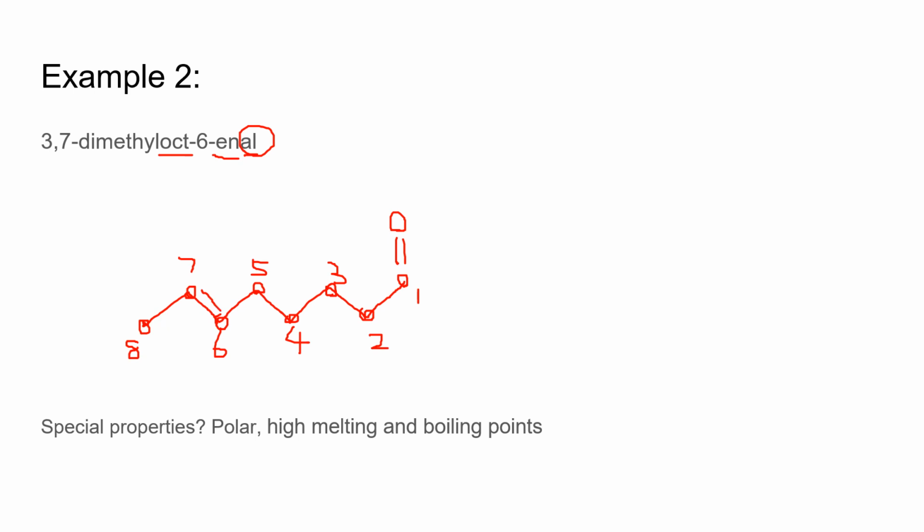And then, having finished our main chain, we can take a look at our side chain here. It says 3,7-dimethyl. So now we know that carbon number 3 has a methyl group, and carbon number 7 also has a methyl group. So this is our final answer.